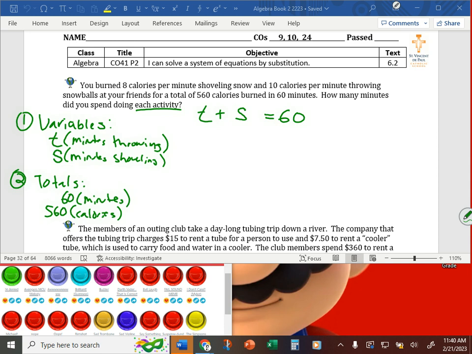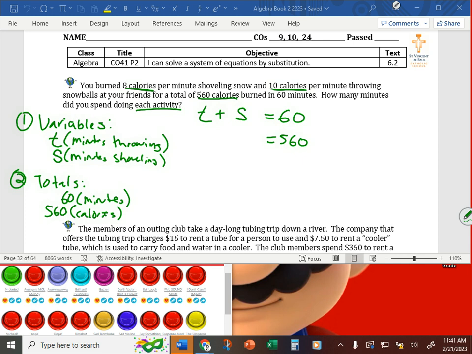We need that second equation to get more information, because there are a lot of different values that could be T and S to get them to add to 60. So the second equation equals 560. This has to do with calories, right? 560 calories. And the units can be a hint as far as what the equation is going to look like, because if 560 calories is the total, we want to look at our 8 calories and our 10 calories. Those units match. So this one's going to be something with that 8 and that 10.